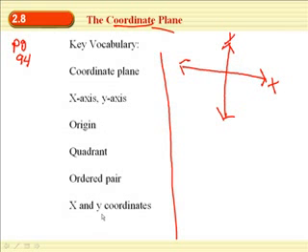I'm just going to go down the list here. The origin is the point right here where the two axes meet. That's called the point 0, 0. The origin is 0, 0. When you plot points, that's where you always start.